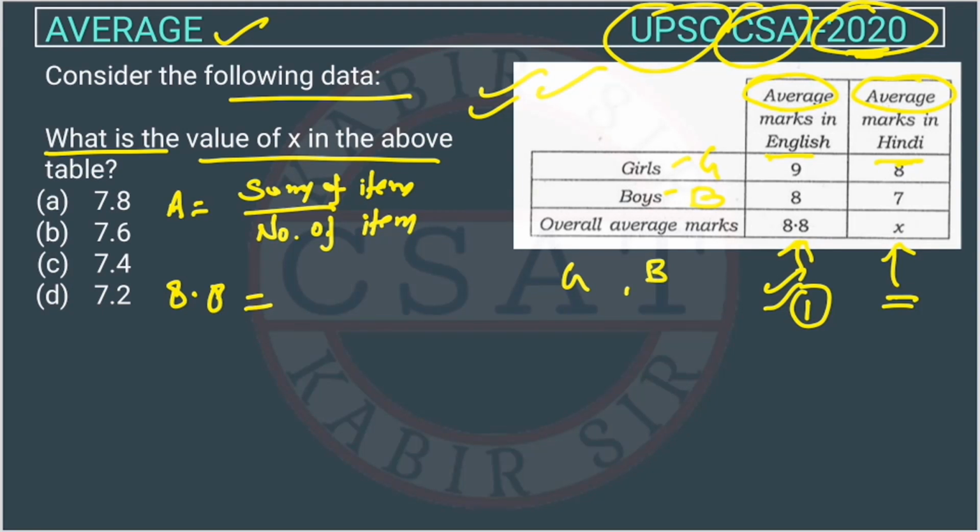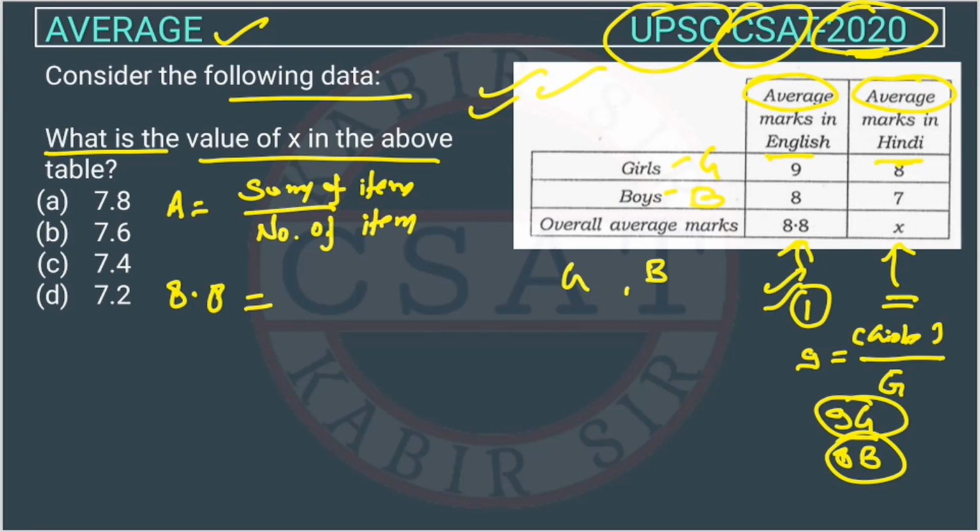They have given the average marks in English for girls. So these are all girls, and here will be the sum of girls. The total number of girls is G, so the sum of girls will be 9G. Similarly, the sum of boys will be 8B.